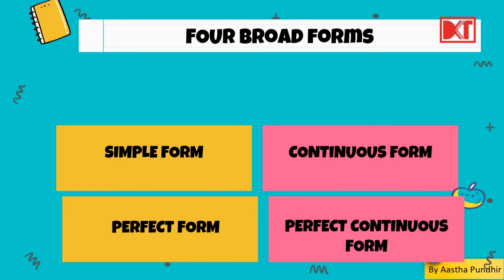And for these three forms that we discussed, there are going to be four subcategories of each: simple form, continuous form, perfect form, and perfect continuous form. Which means for present, we'll have present simple, present continuous, present perfect, and present perfect continuous. This will be valid for all the three tenses, like present, past, and future. Okay, we'll discuss all of them in detail.